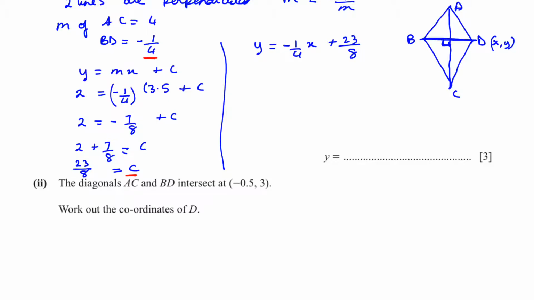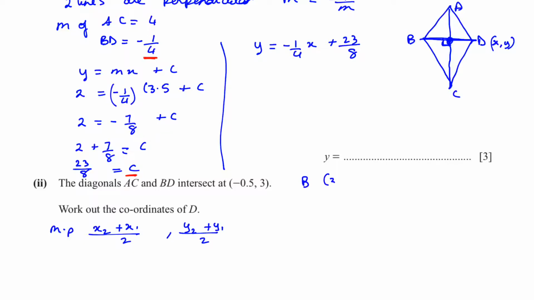The diagonals of AC and BD intersect at (-0.5, 3). So they intersect here. Work out the coordinates of D. Let's call the coordinates of D x and y. To find D, we can see that this point here is the midpoint of BD. To find the midpoint, we have this rule: (x2 plus x1) over 2 and (y2 plus y1) over 2.